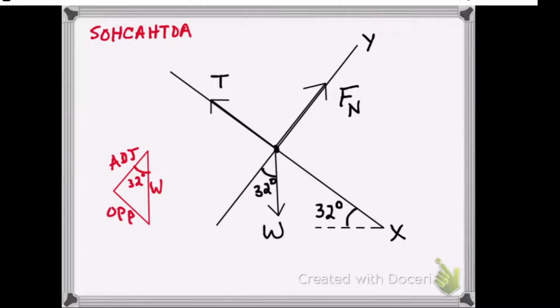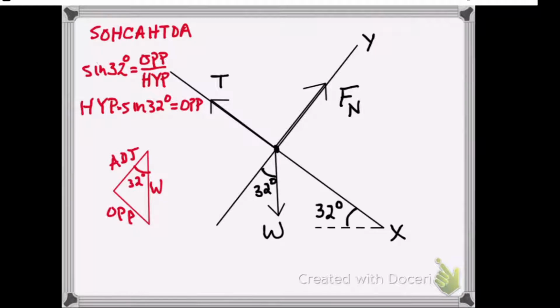And so the first part of that says that the sine of 32 degrees is equal to the opposite divided by the hypotenuse. Right? Now, another way we can write that is that the hypotenuse multiplied by the sine of 32 degrees is the opposite side of the triangle.